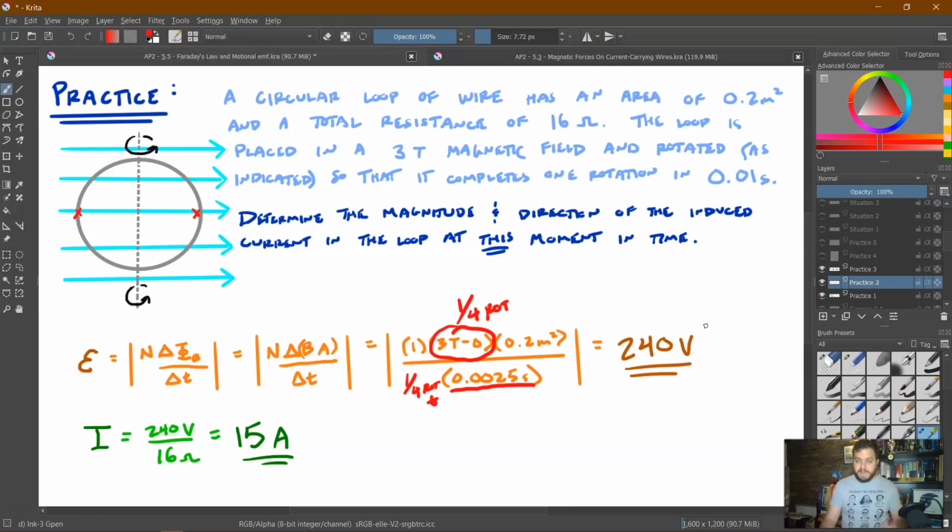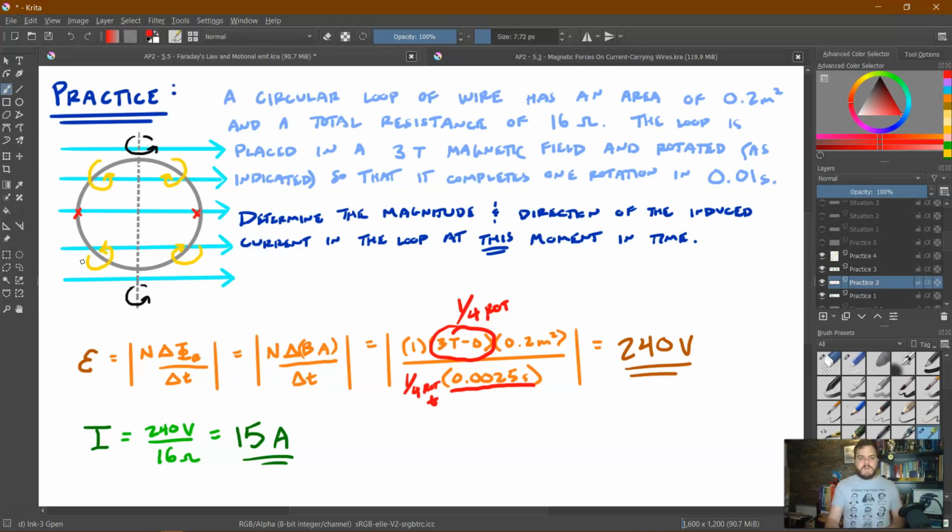Okay. Let's use Lenz's law to figure out the direction. So if I'm looking at this, the magnetic field is directed to the right. If we rotate it from this instant, it's going to be increasing for sure, because currently we have 0 flux, so it's going to be going up. So we want it to reverse that change. We want to decrease it, or increase it to the left, to counteract this increase to the right.